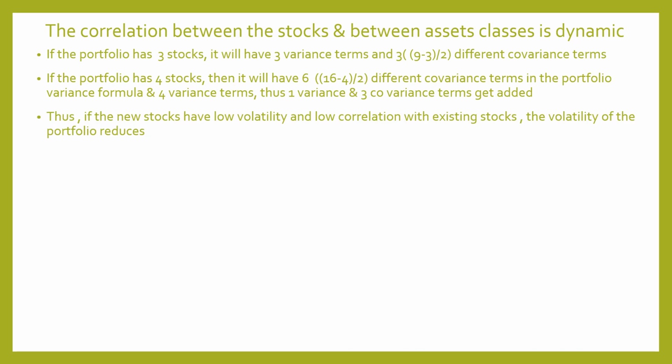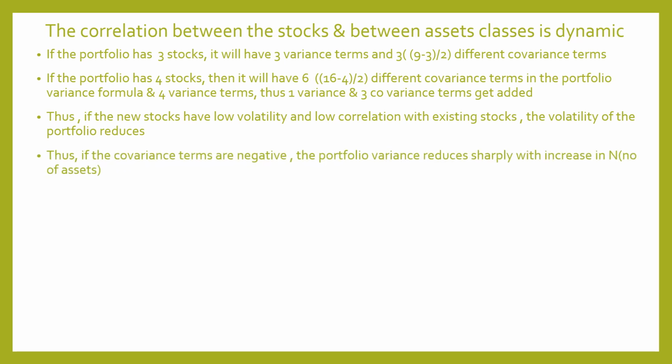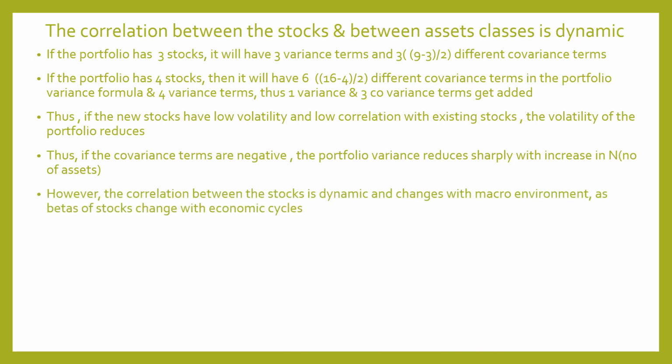Thus, if the new stocks have low volatility and low correlation with the existing stocks, the volatility of the portfolio reduces. Thus, if the covariance terms are negative, the portfolio variance reduces sharply with increase in N, the number of assets. However, the correlation between the stocks is dynamic and changes with the macro environment, as the betas of the stocks change with the economic cycles.